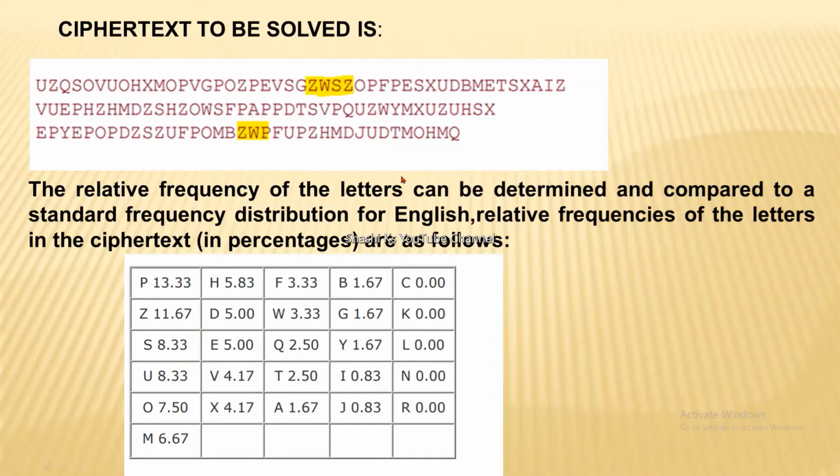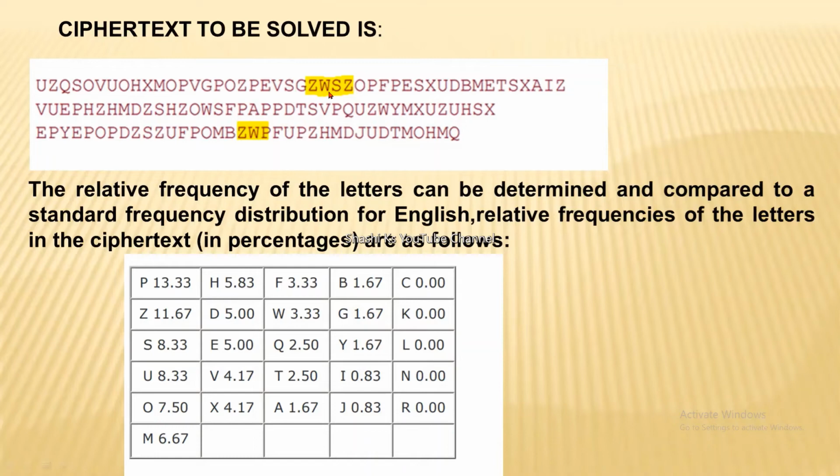Already we have seen that ZW appears 3 times in this ciphertext. Already we have made the correspondence of Z with T and W with H. So previously during our analysis, we found that ZW can be associated with T and H. And earlier, we also equated P with E. So now we can translate ZWP to THE in the English language.